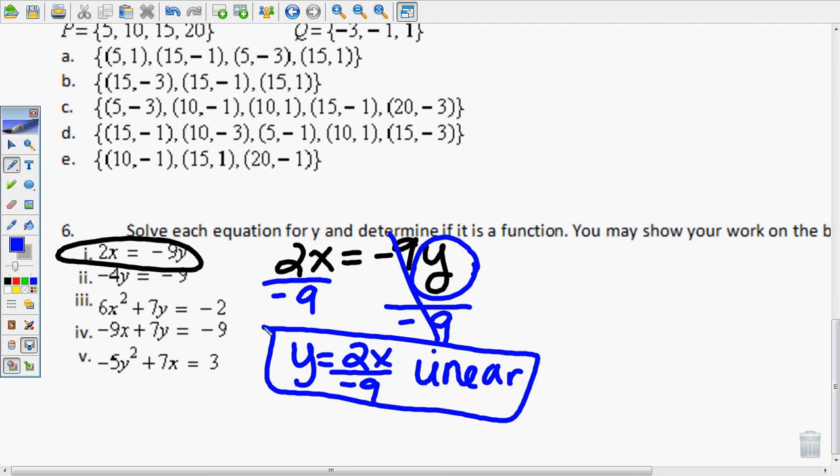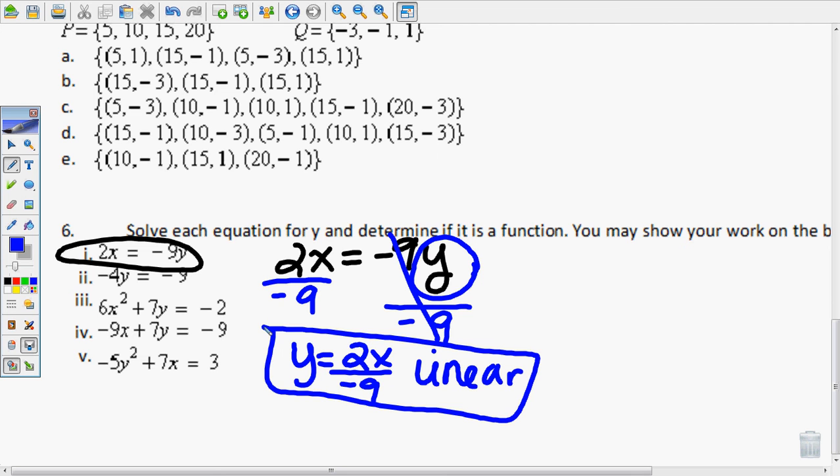On 5, it's just asking, using those points, which one makes a function? And what's the key thing that can't happen with a function? The x can't repeat. So if my x is repeating, then it's not a function. All right? Got it?